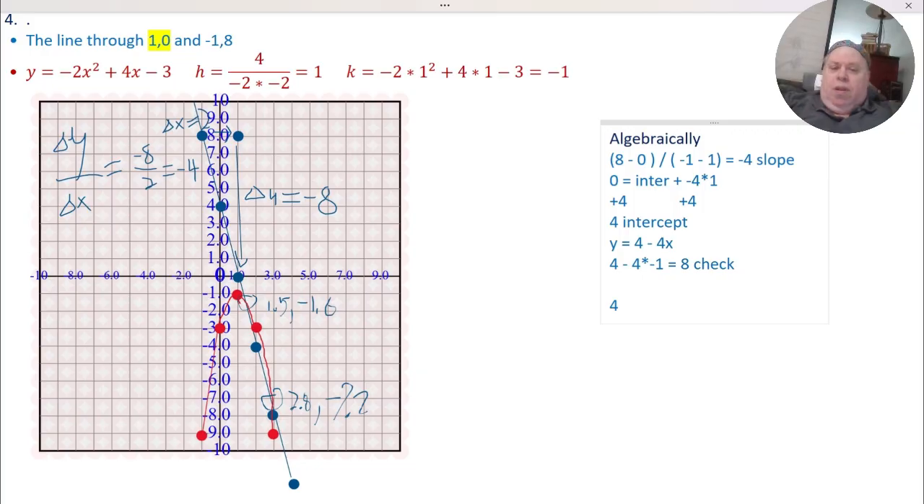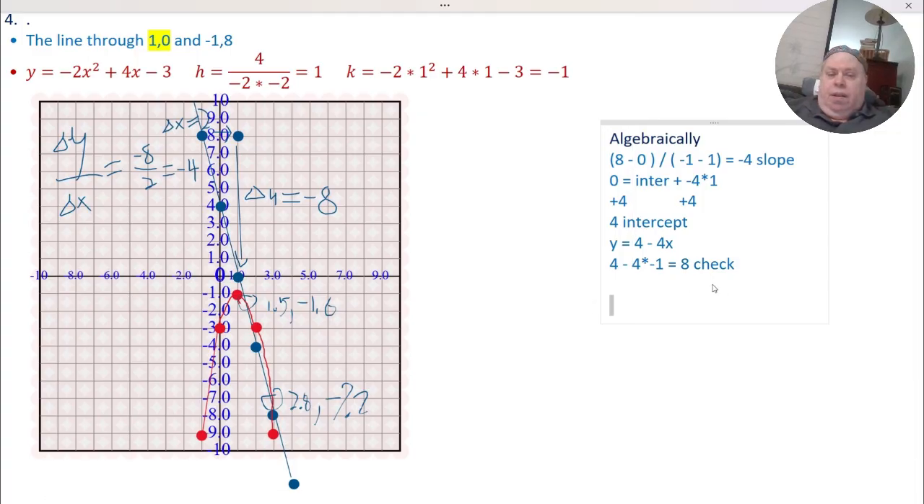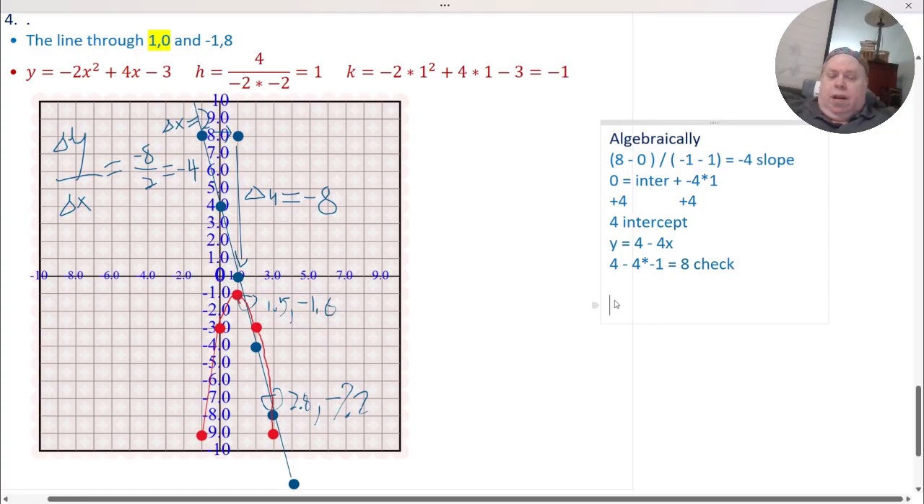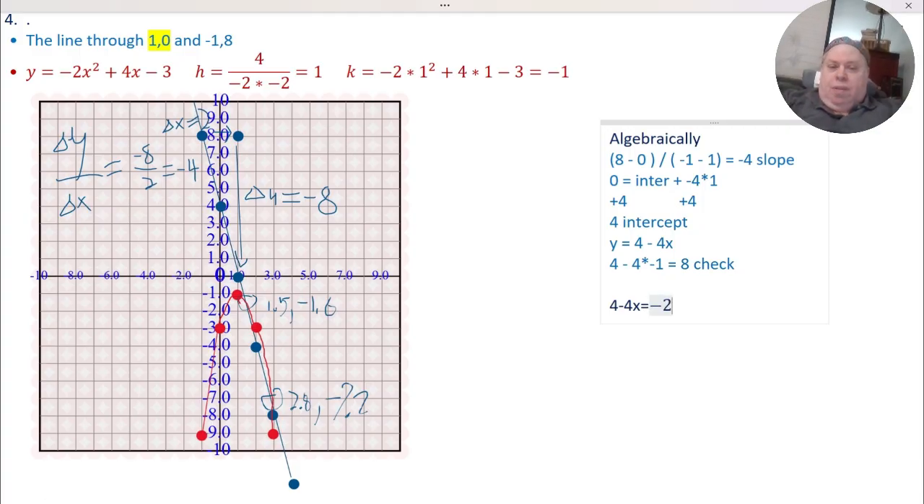So we have 4 minus 4x equals, and I'll put this in that mode because we want to do quadratic, 2x squared plus 4x minus 3.